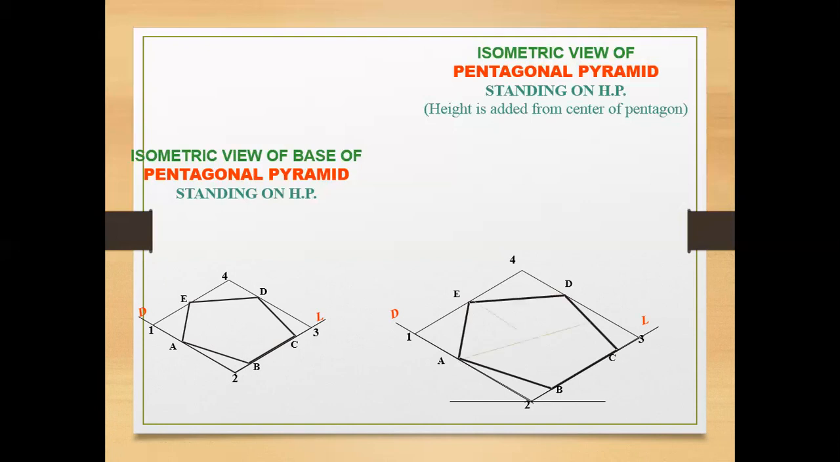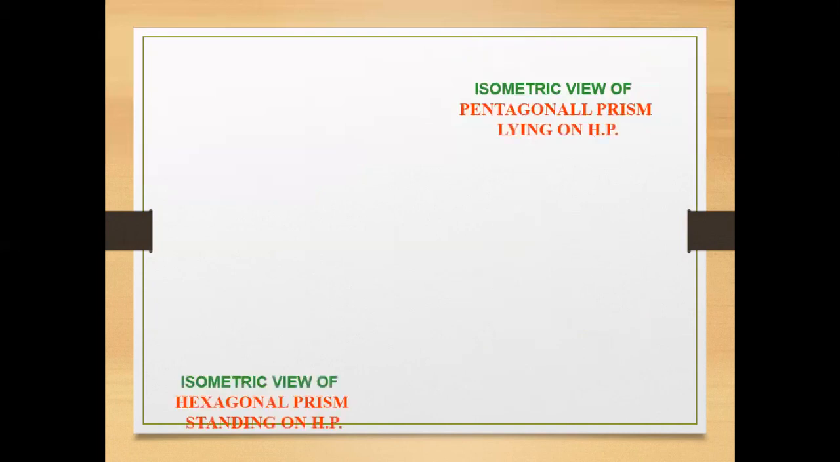If it is a pyramid, we have to get a center point, and from the center point you have to measure the axis distance. If the axis length is given as 60 or 70 mm, from this axis point you have to measure 70 mm. That 70 mm is the O dash point, the apex point. From this apex point, you have to join all these A, B, C, D, E points to construct a pyramid like this.